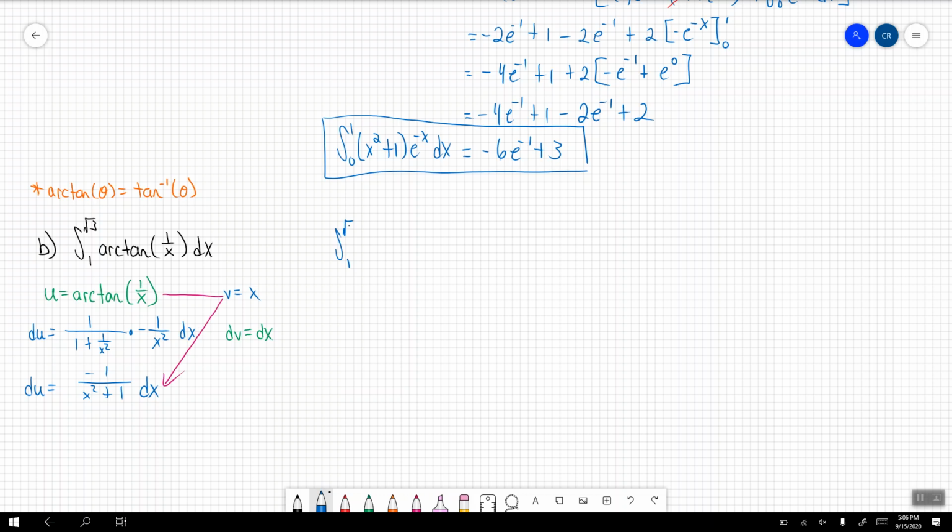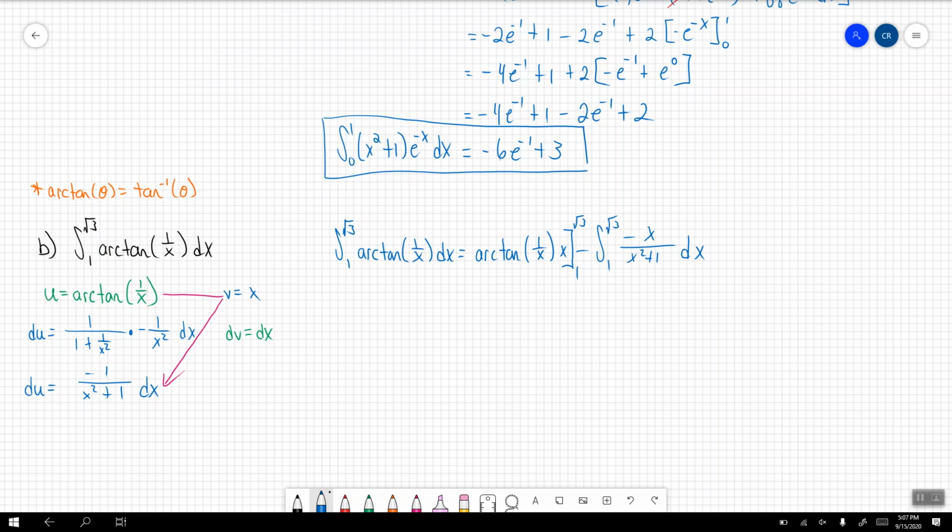Integrating from 1 to the square root of 3 of arctan of 1 over x dx. This is going to be the integral of u times v. So this is going to be arctan of 1 over x multiplied by x. So again, u times v minus the integral, with bounds from 1 to the square root of 3. And this is going to be minus the integral of v du. So v du is going to be negative x over x squared plus 1 dx. All right, that looks pretty good.